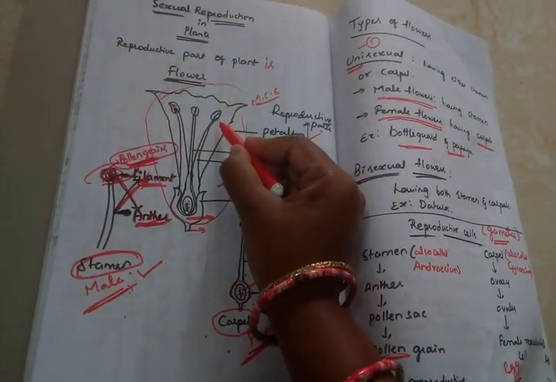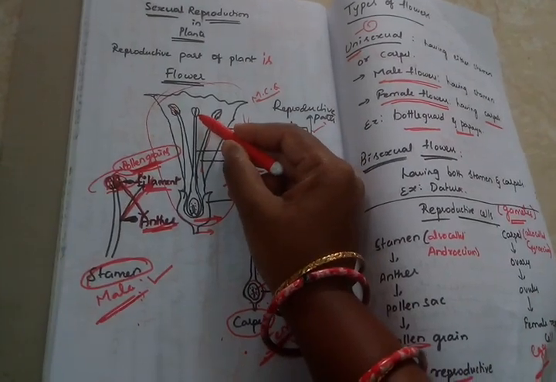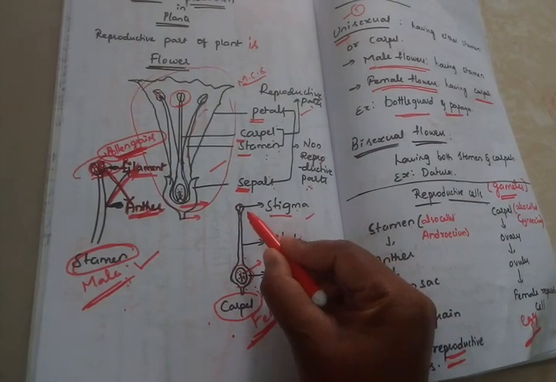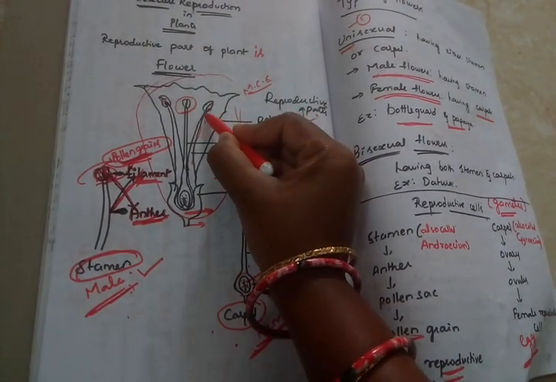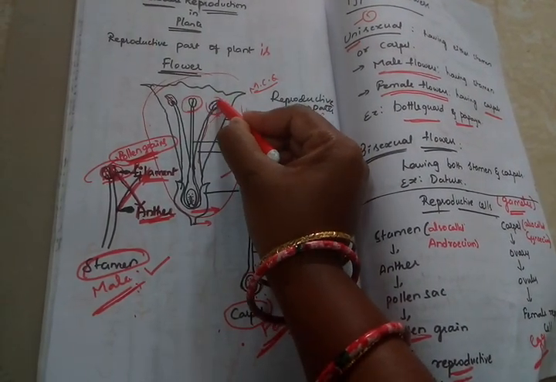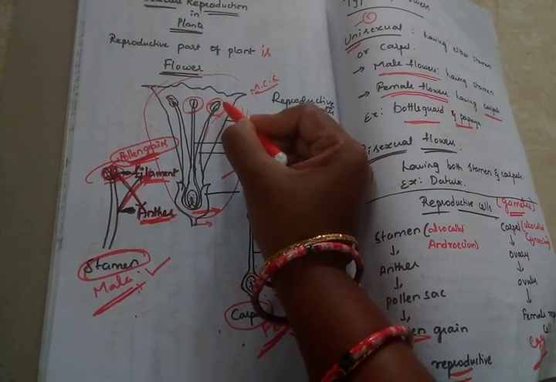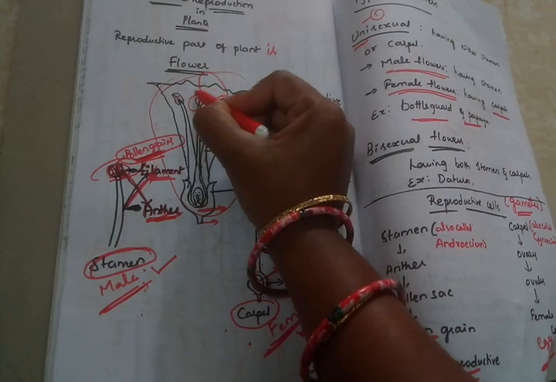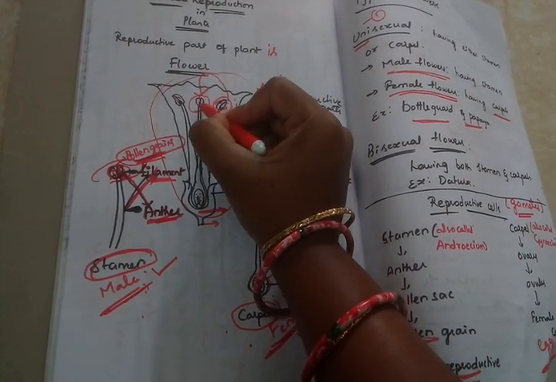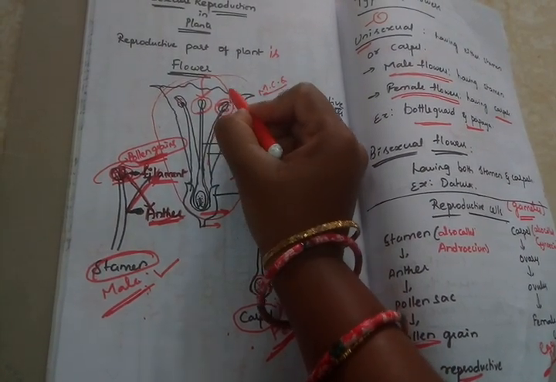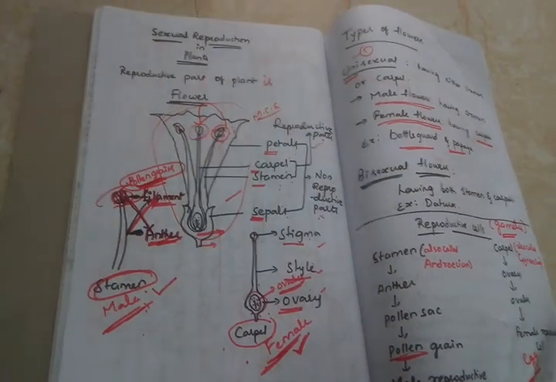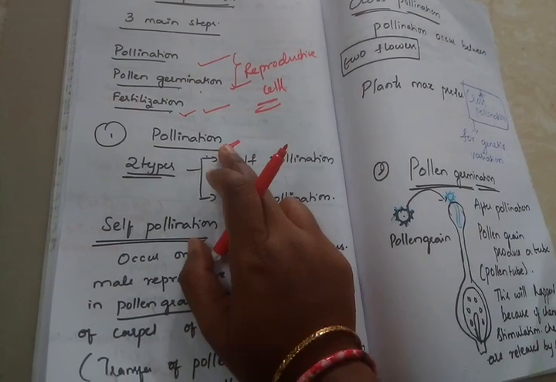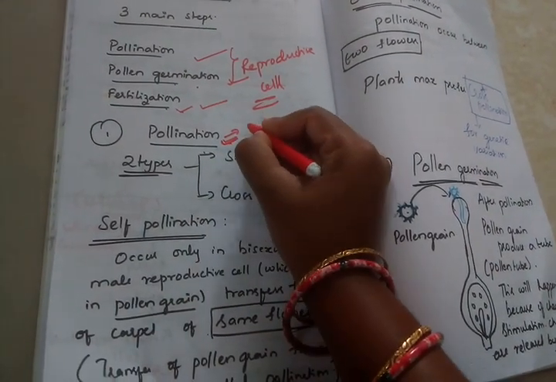Here this is the stamen and this is the carpel. The top of the carpel is called the stigma. The top of the stamen is called the anther, with pollen sacs. Inside what do they have? Pollen grains. If this pollen grain is transferred from stamen to stigma, that is called pollination. So this transfer is called what? Pollination.